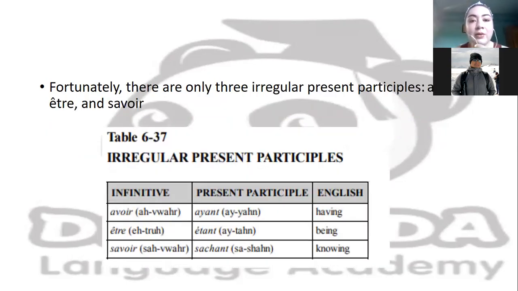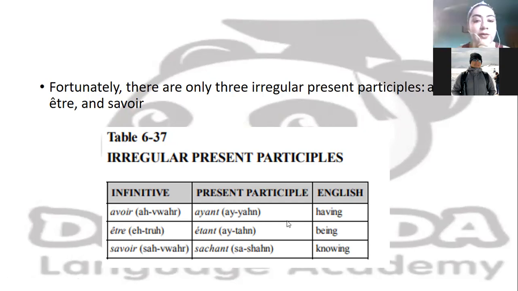So fortunately, there are only 3 irregular present participles: avoir, être, and savoir. Okay, so irregular present participles. First we have having. Its infinitive is avoir, but its present participle is ayant.